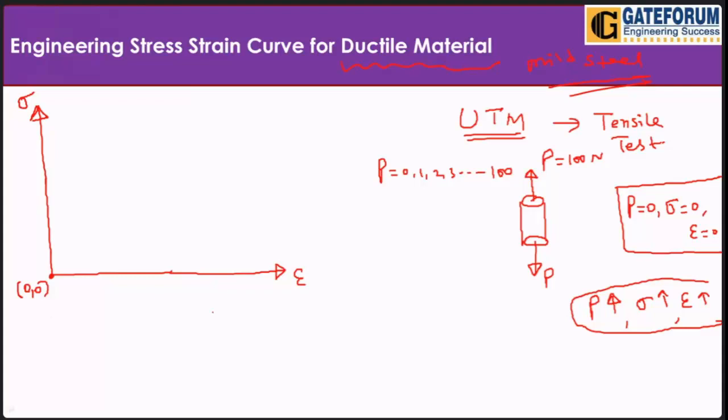So we will get a graph like this, a straight line graph, up to here, and this point will be A. Here we have point O, 0, 0, and this point is A. So OA will be a straight line. First of all, let me tell you, it is a straight line. And second thing, point A is known as the proportional limit.